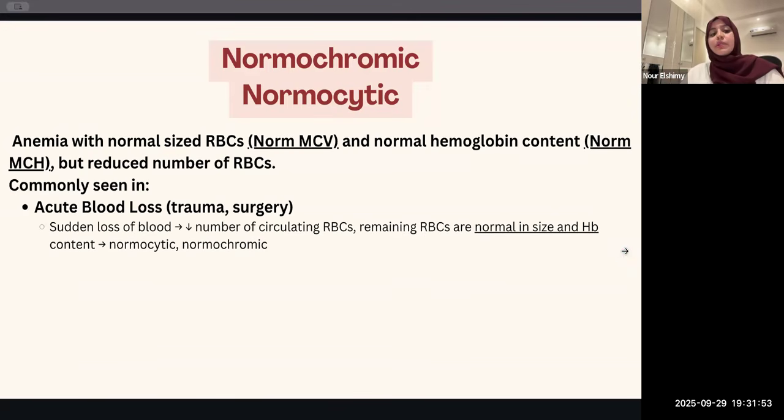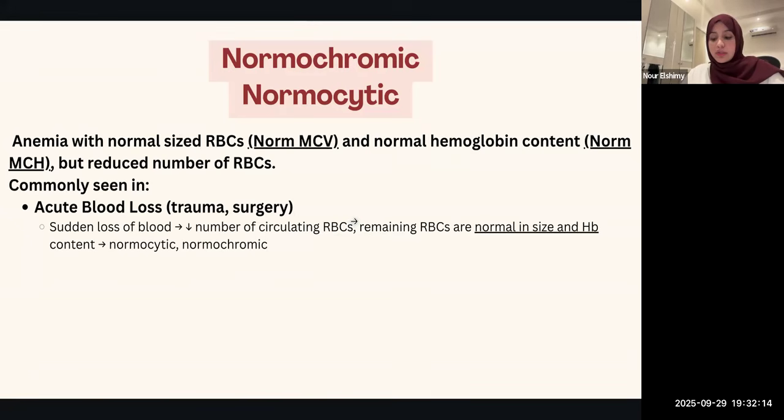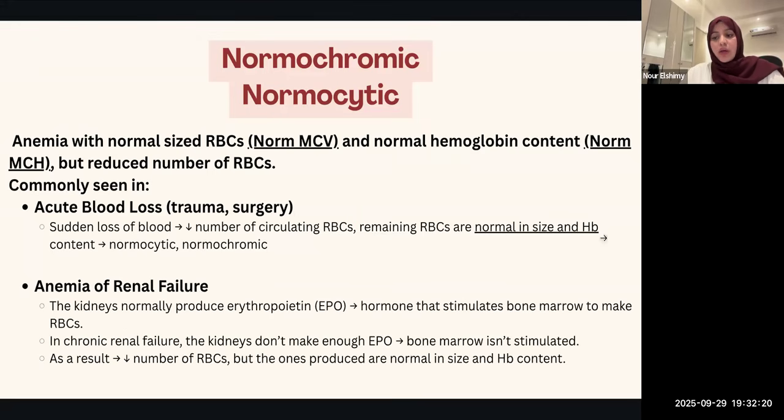So this could be seen in acute blood loss. So sudden blood loss would result in having a reduced number of red blood cells in our body. Okay. However, the remaining red blood cells are still normal in size and hemoglobin content. So this is what we call normochromic normocytic. Okay. Another scenario where you would find normochromic and normocytic would be in anemia of renal failure.